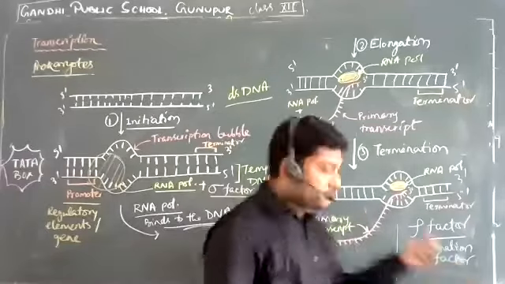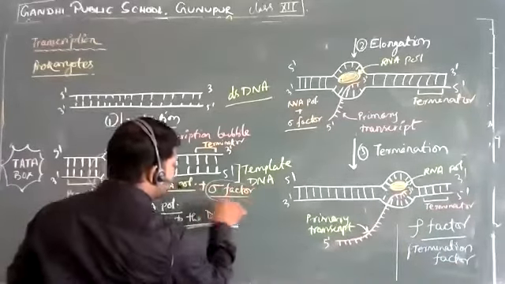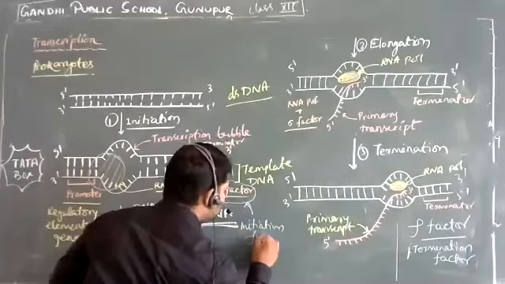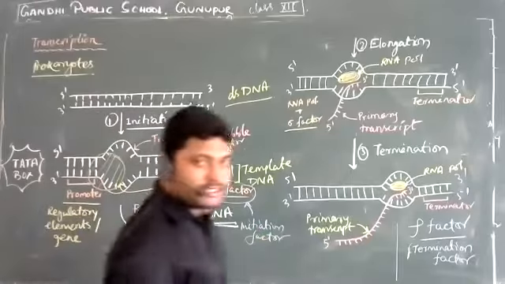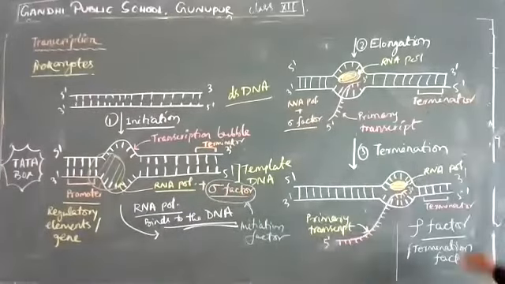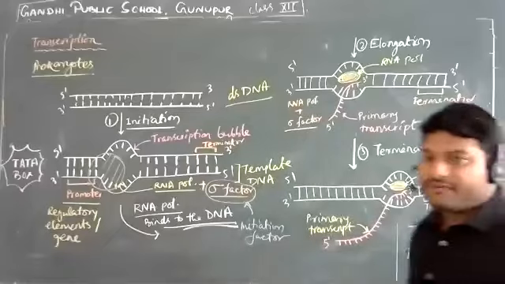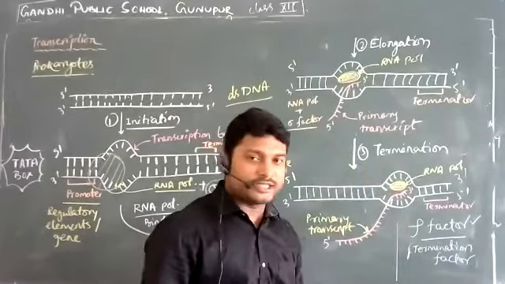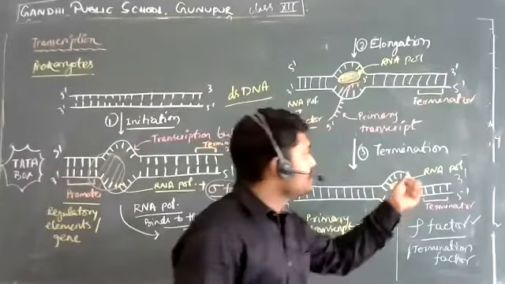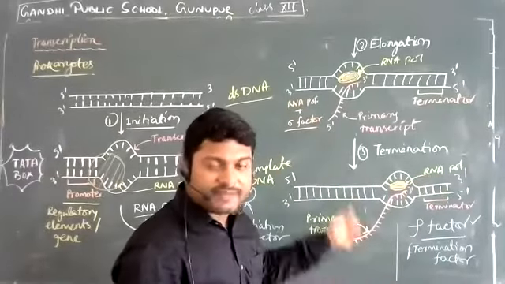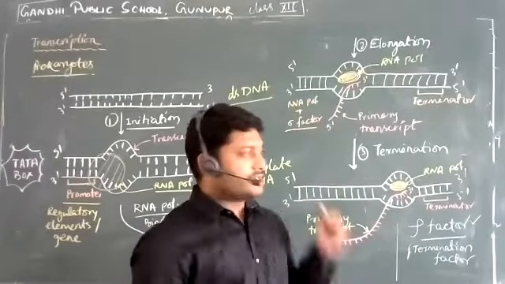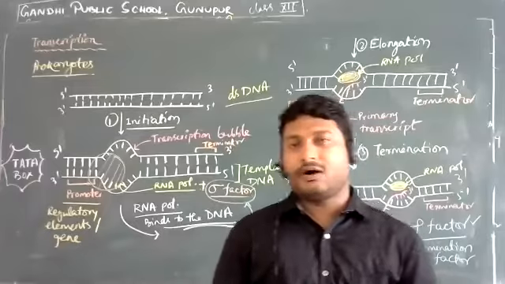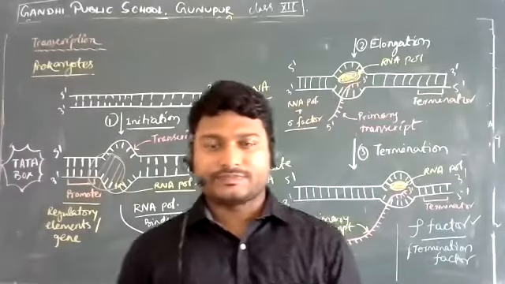So to start the process, it is the sigma factor, called the initiation factor, that needs to be associated with the RNA polymerase, and to end the process, it is the termination factor, or the rho factor, that must bind to the RNA polymerase to dissociate the RNA polymerase and primary transcript from the DNA molecule. So that's the entire process of transcription in the case of prokaryotic organisms. Any doubts here, dear students?